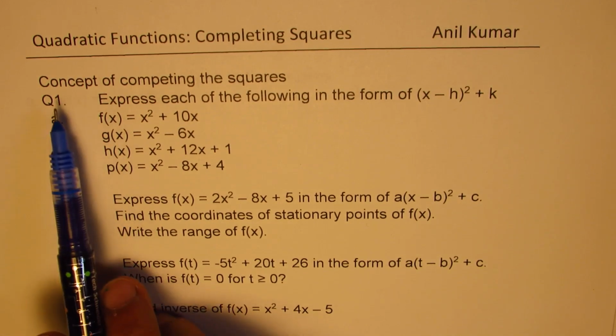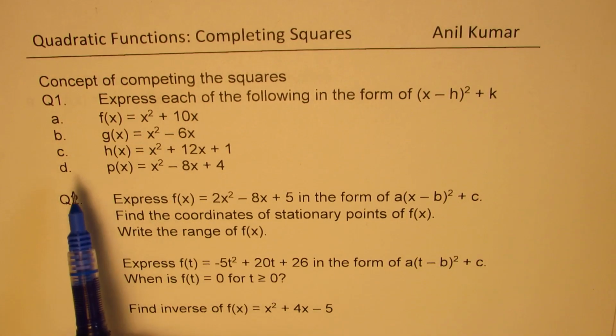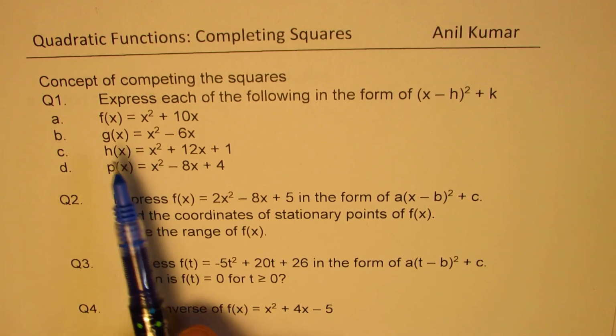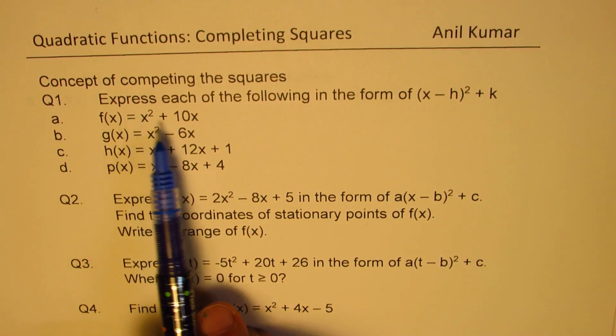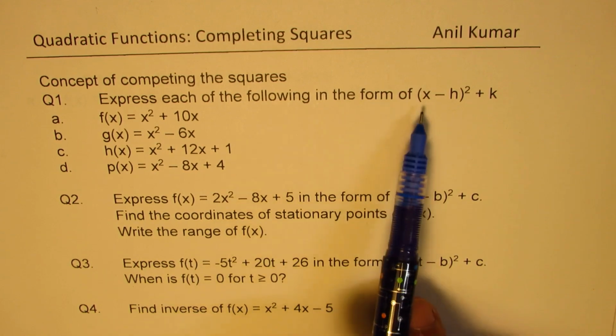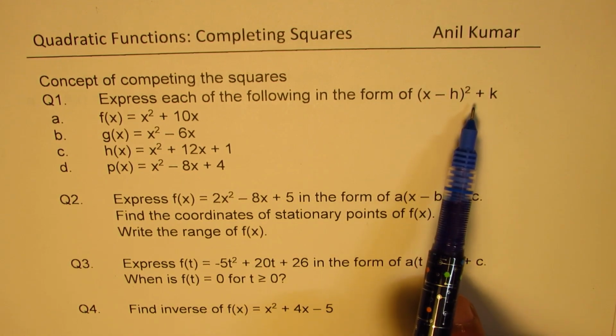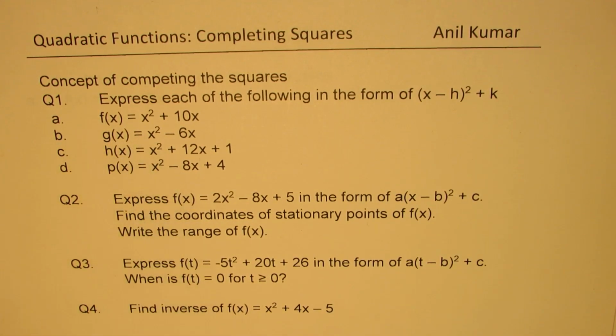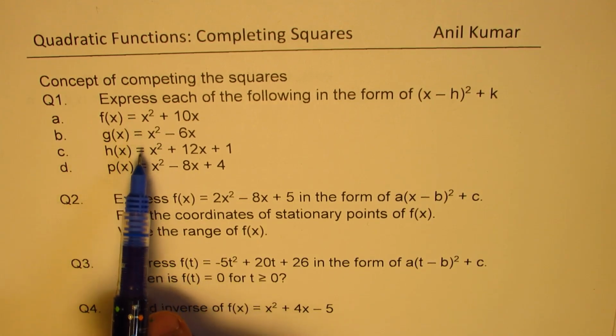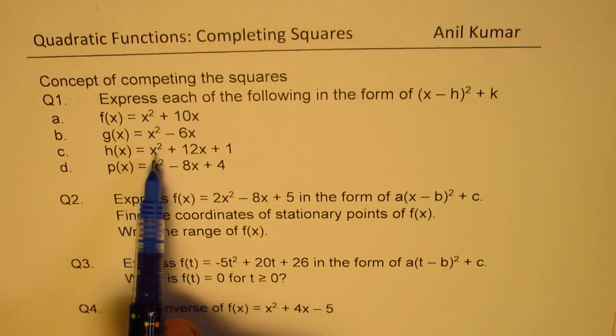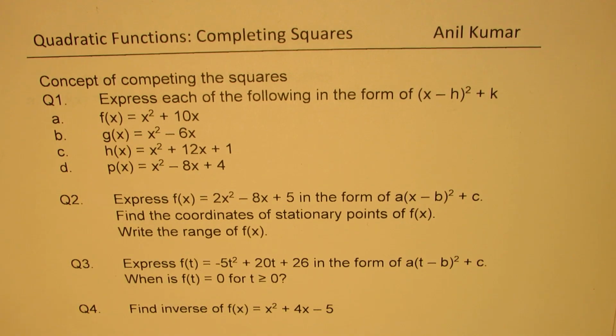We have 4 examples here and we'll discuss completing the squares and its applications. So first we'll try to understand a few concepts of completing the squares and then take up question number 1, which is: express each of the following in the form (x minus h) whole square plus k. And we have 4 different functions here, all are quadratic. The leading coefficient here is 1, right? So you see x square, x square, x square, x square terms.